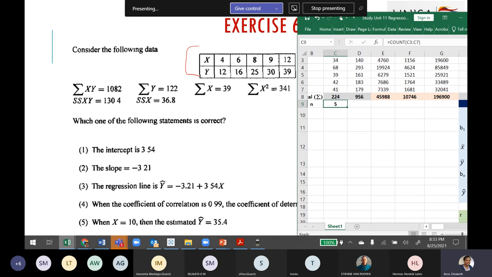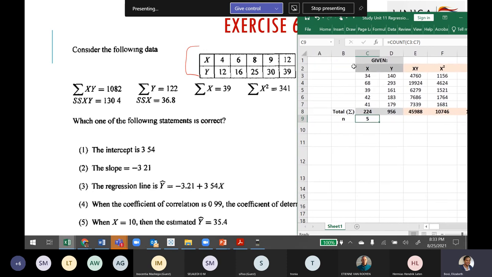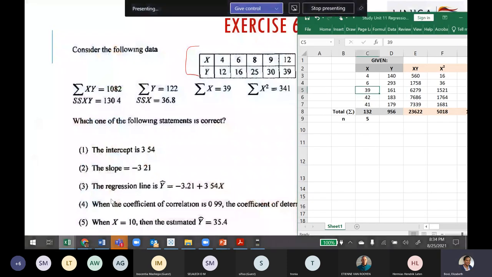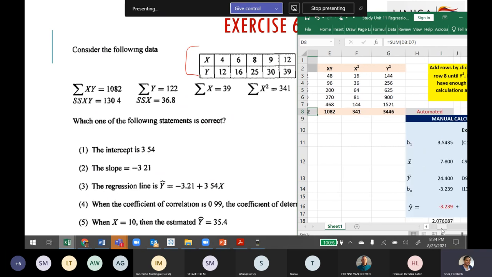So let's capture the data. Let's just make this bigger. We have 4, 6. So I clicked on the screen. 8, 9, and 12. And do the same. 12, 25, 80, and 39. And then you can answer the questions.